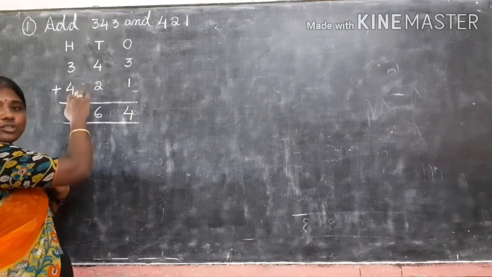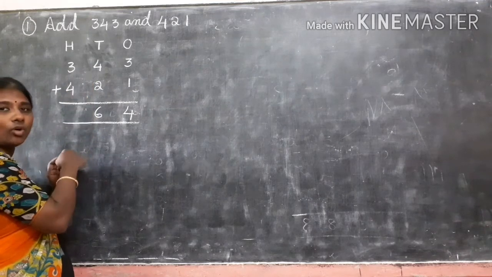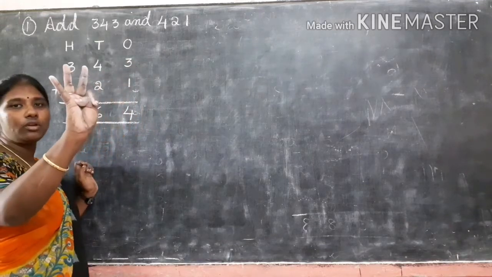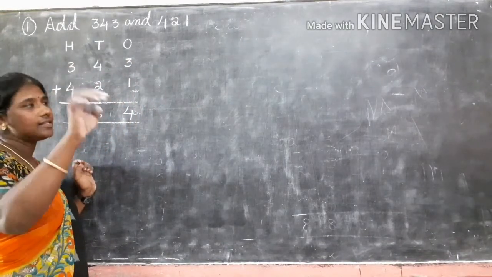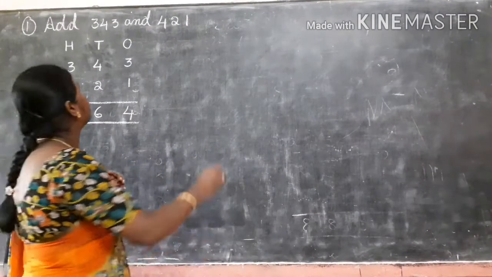Next, take the two numbers 3 and 4. Here first take the down number, 4. Take 4 fingers, up number 3 after 4, 5, 6, 7. Understood? Next one.